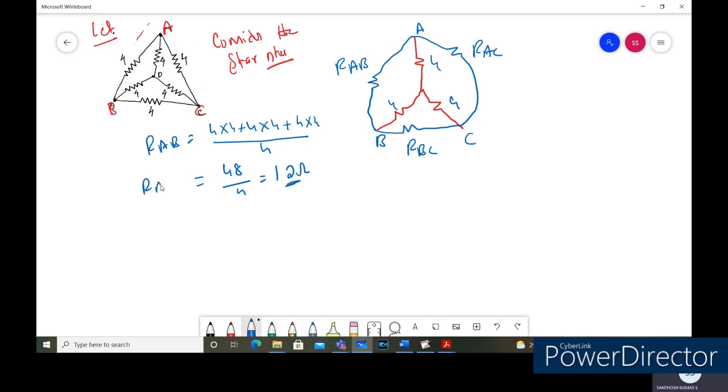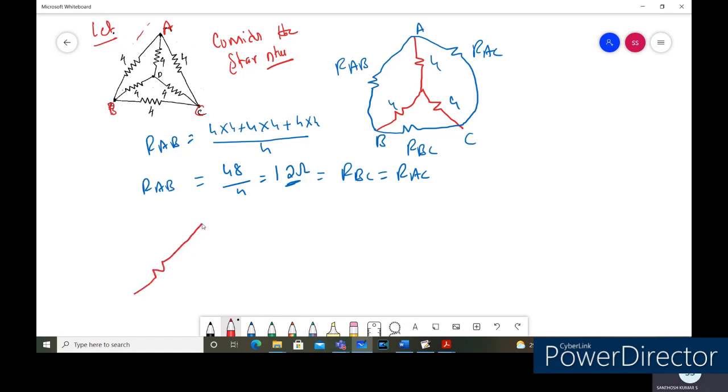The value of RBC is also the same, and RCA is also the same, because all the parts of the network have the same values. So RBC is also equal to RAC. Now, between nodes A, B, C, the star network can be replaced by this delta network. I'm going to write the network here.